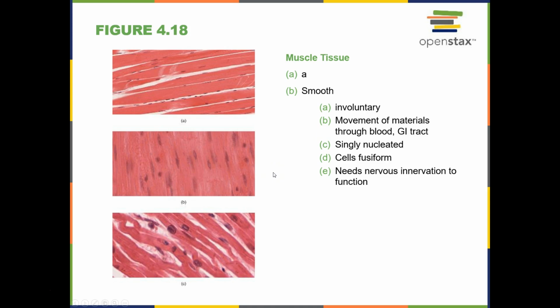So smooth muscle, which is this middle muscle, is involuntary, which means we don't have any control over it. It also needs nervous innervation, just like skeletal muscle does. Whereas skeletal muscle is multinucleate, smooth muscle is singly nucleated. The cells are very small, comparatively speaking, but they still function in the same activity, movement. So skeletal muscle moves the body, smooth muscle moves materials through the body, like blood through the blood vessels, nutrients through the GI tract, waste products through the GI tract.